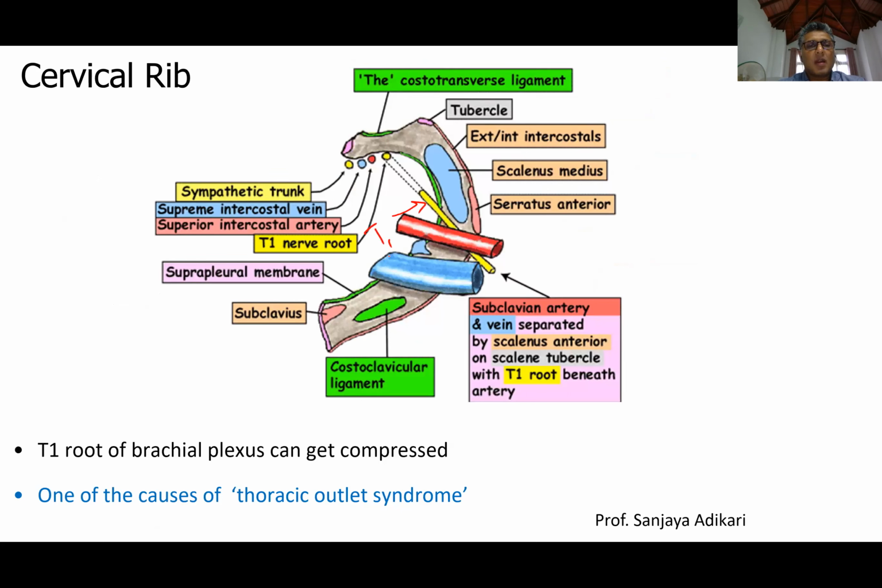It can compress the T1 root of the brachial plexus, giving rise to pain, numbness, and paresthesia of the T1 distribution of the upper limb, that is the medial aspect of the lower part of the arm, forearm, and the hand. So that is actually one cause of thoracic outlet syndrome. You know what is the thoracic outlet? This area forms the thoracic outlet or inlet, whatever you call it.